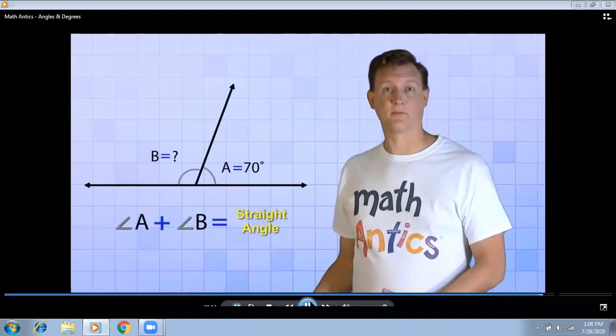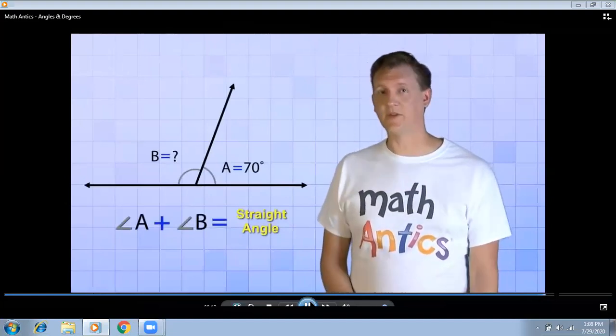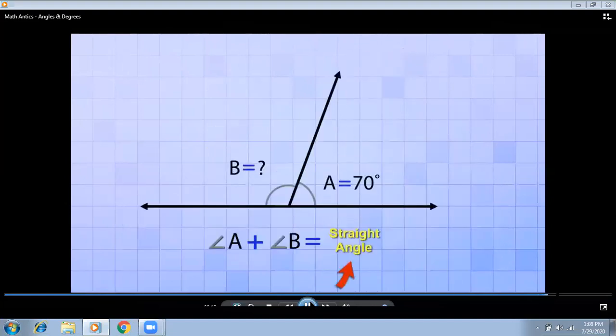Now let's try this one. It uses the same idea, but with the straight angle. The straight angle is divided into two smaller angles. Again, angle A.